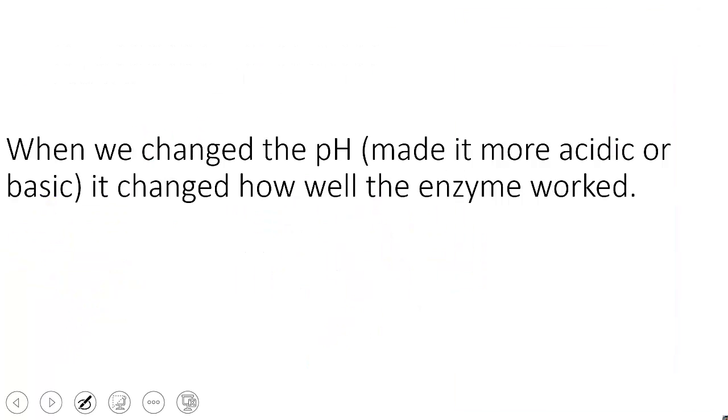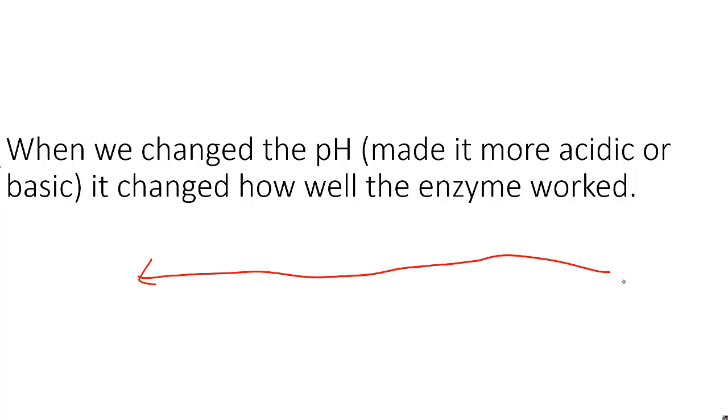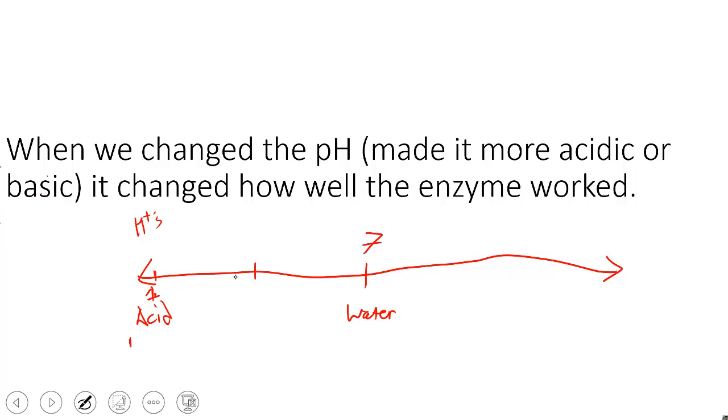So when we changed the pH, we made it more acidic or basic. It changed how well the enzyme worked. Remember, an acid and a base are like on this little scale here. We have water in the middle, and we get a bunch of H pluses. We make it an acid. And if it gets down to a number 1, way down here, let's say this is number 7. Let's say this is number 4. This is going to be a 10. This is 14. This is going to be an acid that melts you.